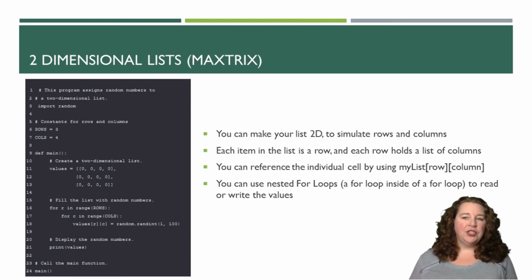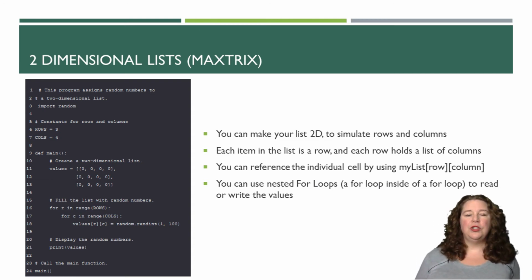So we can create a two-dimensional list, kind of like a matrix 4x3 list, where you can hold different pieces of information. The example that again came out of the book here was using a nested for loop to put values into a list. You can also use a nested for loop to pull values out of a two-dimensional list.